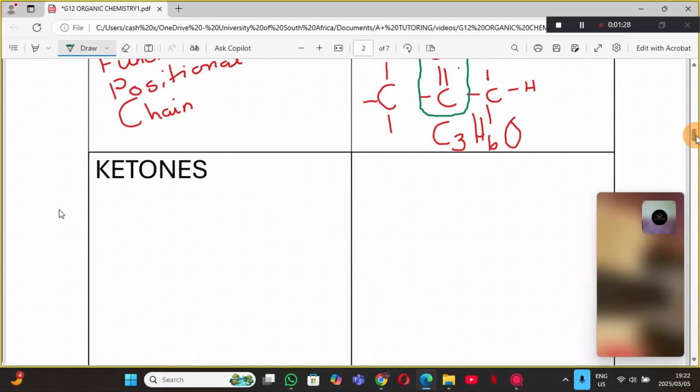So those two, an aldehyde and a ketone, are functional isomers. They have the same number of C's, H's and O's, but they're different because of the functional group. Functional isomers are because of their functional group. Okay, a ketone, we already covered it. It's this one which has the O in the middle.